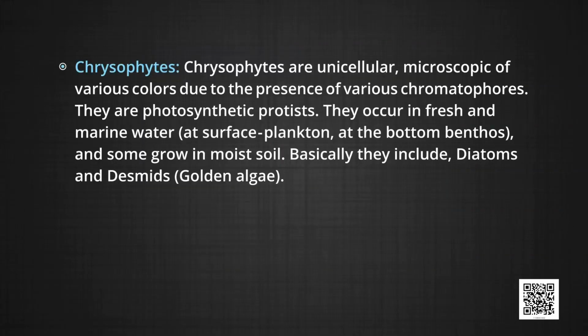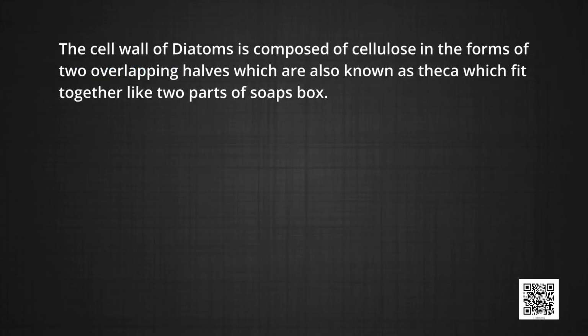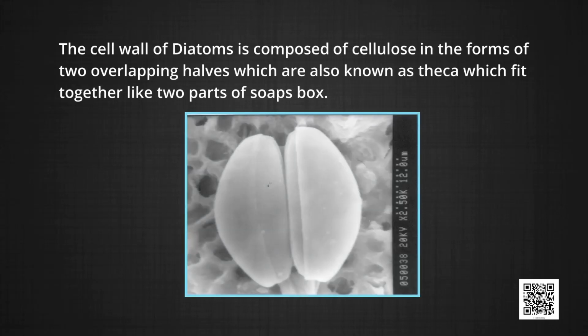Chrysophytes. Chrysophytes are unicellular, microscopic, and of various colors due to the presence of various chromatophores. They are photosynthetic protists. They occur in fresh and marine water, at the surface like plankton, at the bottom like benthos, and some grow in moist soil. Basically, they include diatoms and desmids, meaning golden algae. The cell wall of diatoms is composed of two overlapping halves, also known as theca, which fit together like two parts of a soap box.